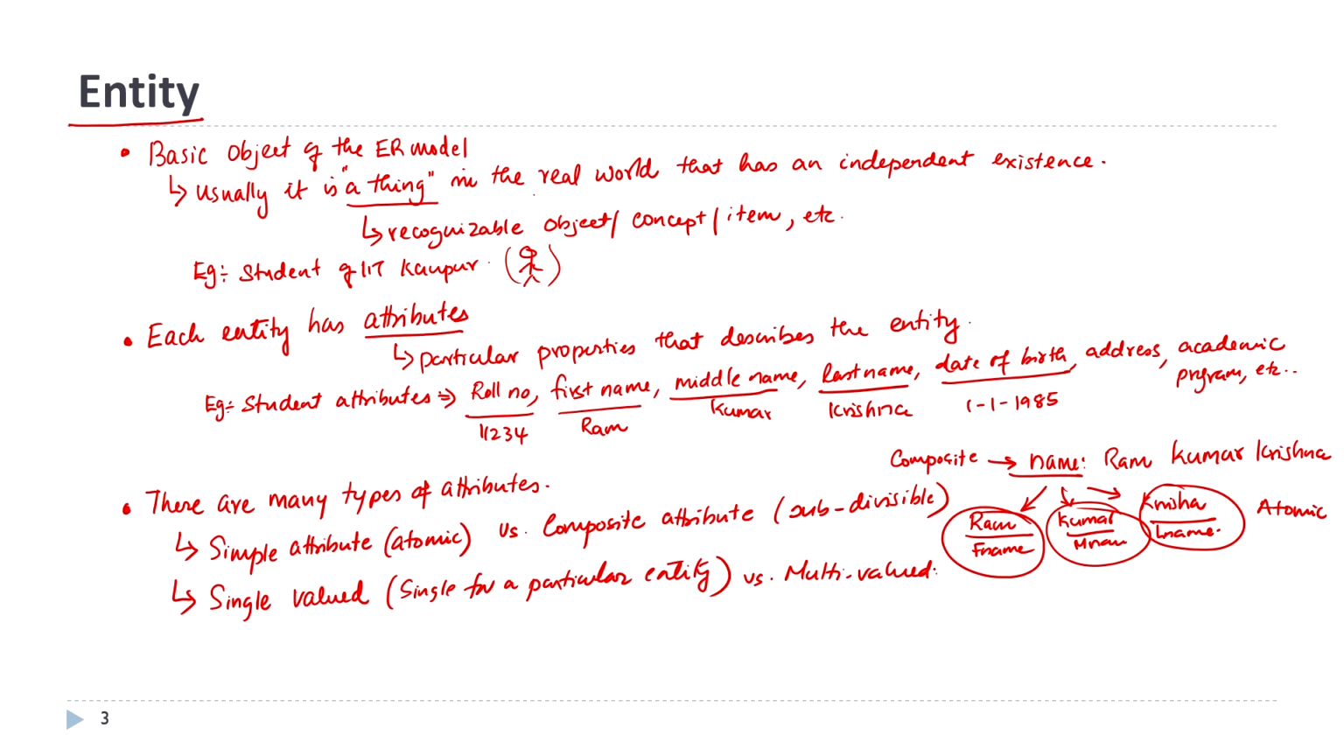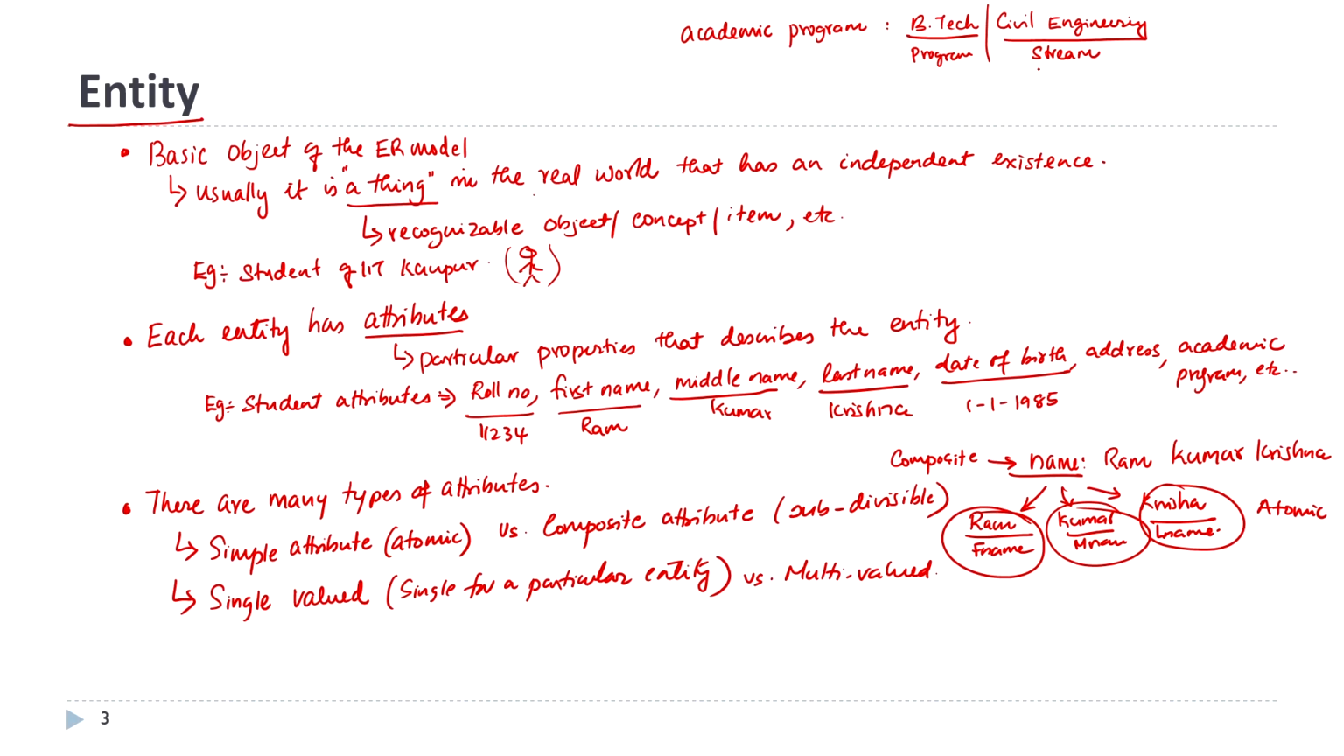The example of single valued versus multi valued is, let us say, the academic program. A student is taking, let us say, a BTech in civil engineering. This is subdivisible into the program and the stream or department, whatever you want to call it. So, you can subdivide this.